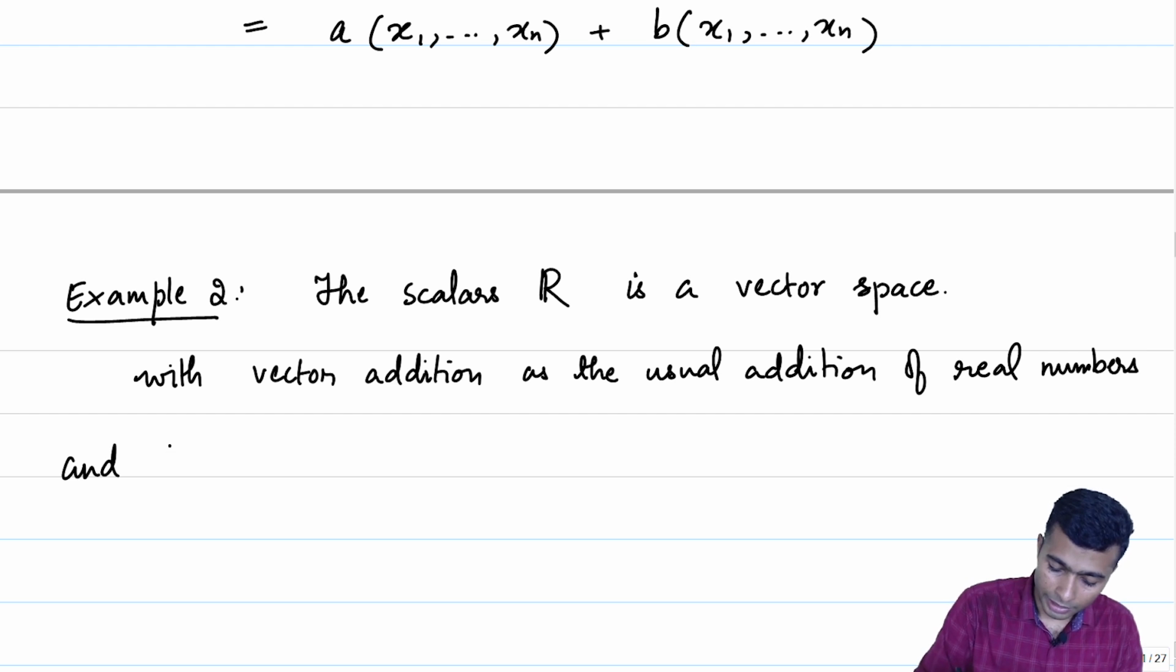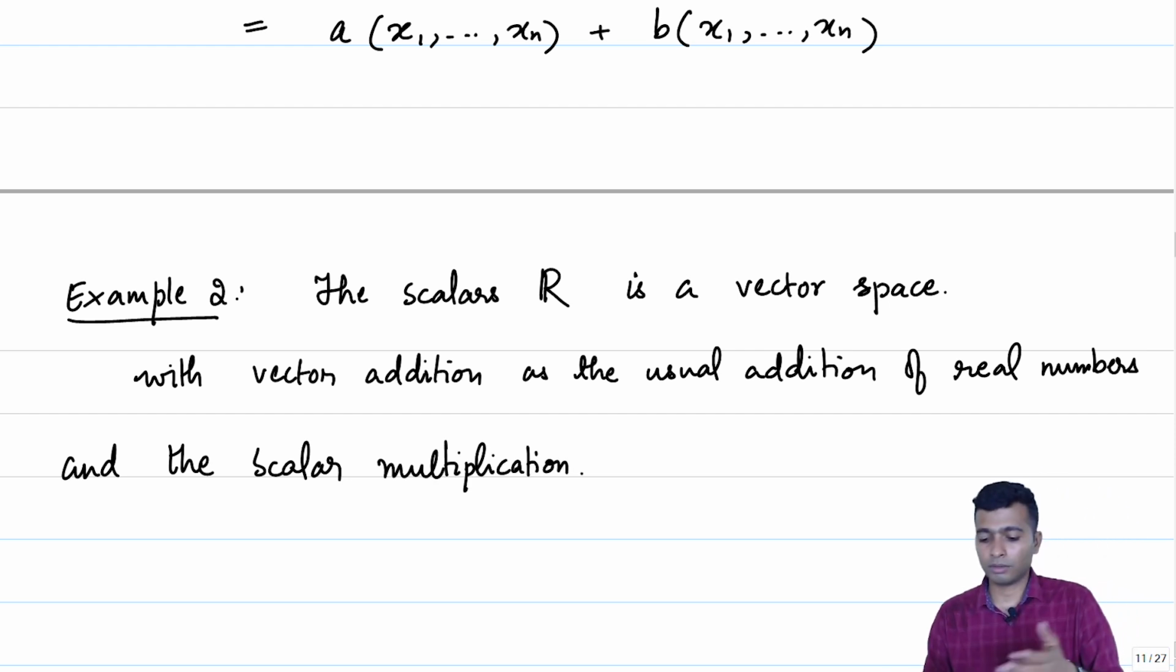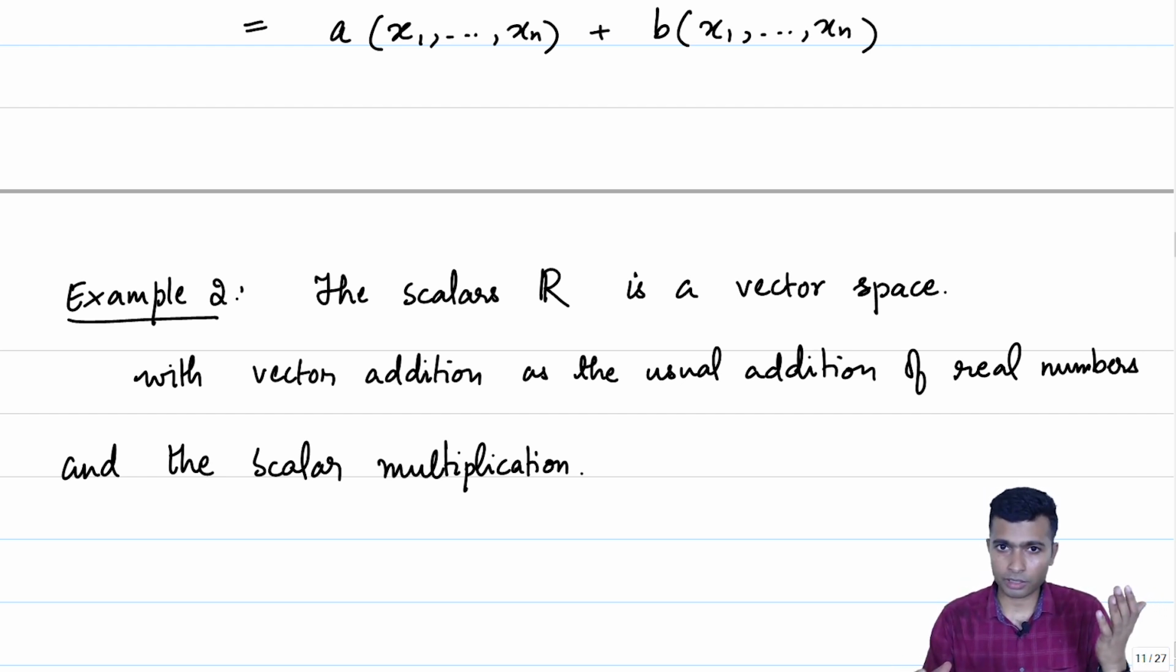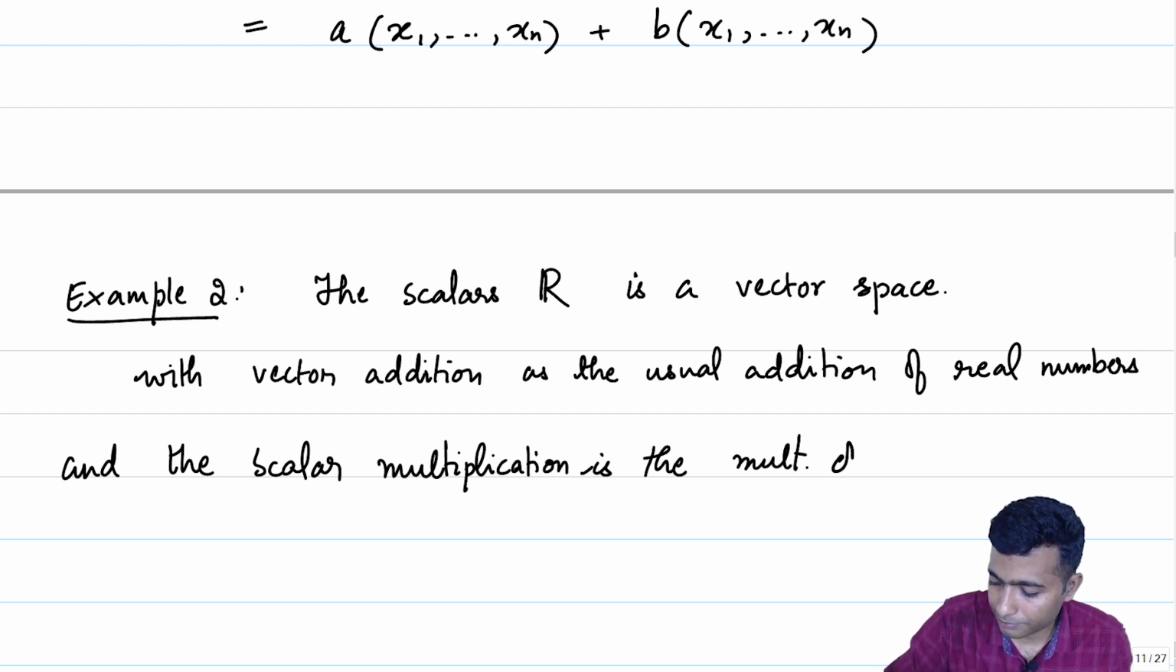And the scalar multiplication. Again, what is expected of a scalar multiplication here is that a scalar and an element of the set V should give you back an element of the set V. So, here our set V is also R. So, you get a scalar and a real number. So, we can now just talk about normal multiplication, right? Scalar multiplication is the multiplication of real numbers.